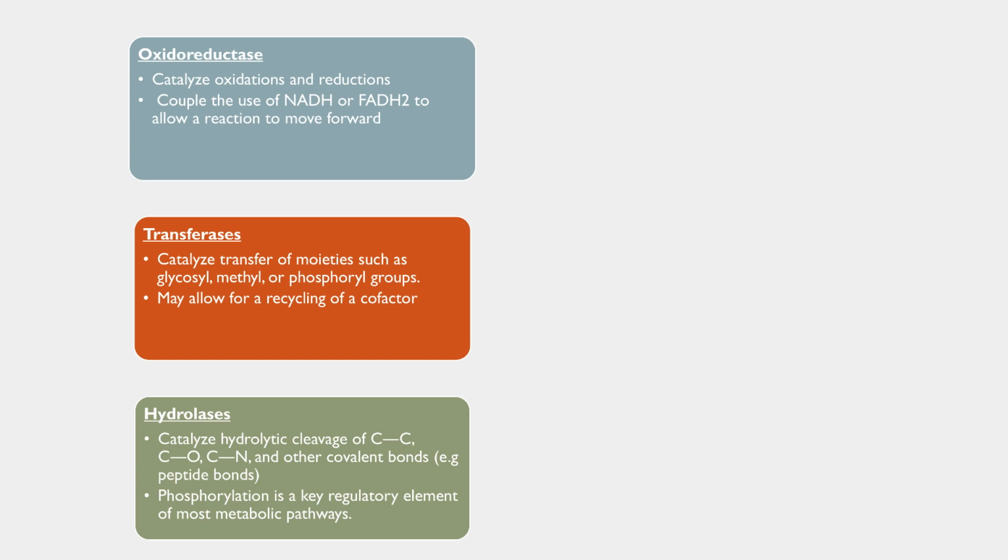Next, we have hydrolases, and these enzymes catalyze the cleavage of carbon-carbon, carbon-oxygen, or carbon-nitrogen bonds. Phosphatases may represent one of the most common hydrolases. What we'll see as we move through these metabolic pathways is that phosphorylation and dephosphorylation is a key regulatory element. Phosphorylation by kinases changes the activity of an enzyme, followed by the dephosphorylation of enzymes by a regulatory phosphatase.